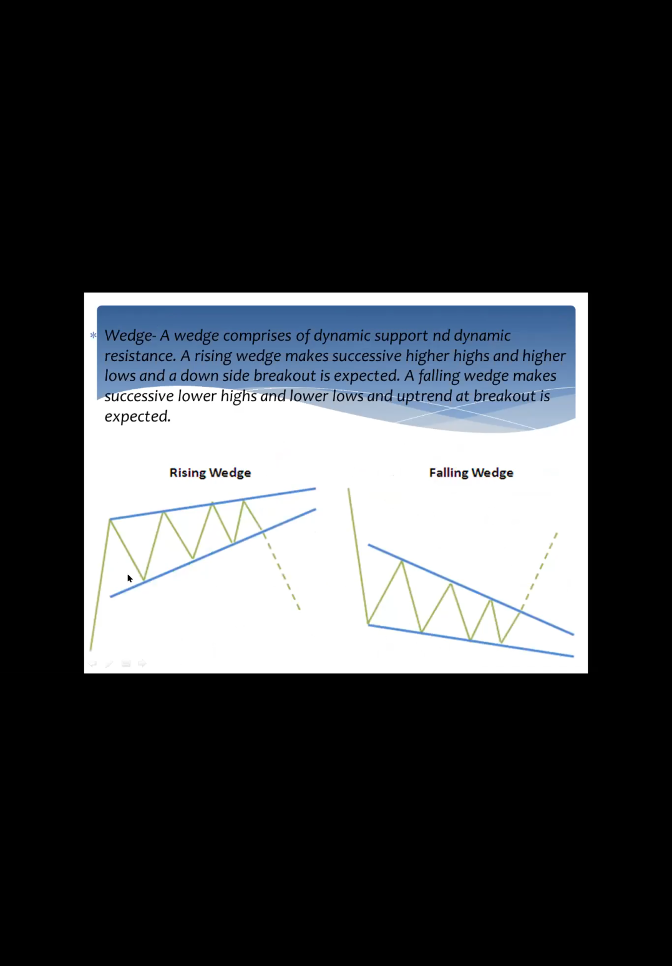Next up, we had wedge. I hope the pattern is quite clear. Here a series of higher highs and higher lows, and here a series of lower highs and lower lows. Upside breakout can be seen in a falling wedge, while a downside breakout can be seen in a rising wedge. A falling wedge makes successive lower highs and lower lows, and an upside breakout is expected, while a rising wedge makes successive higher highs and higher lows, and a downside breakout is expected.